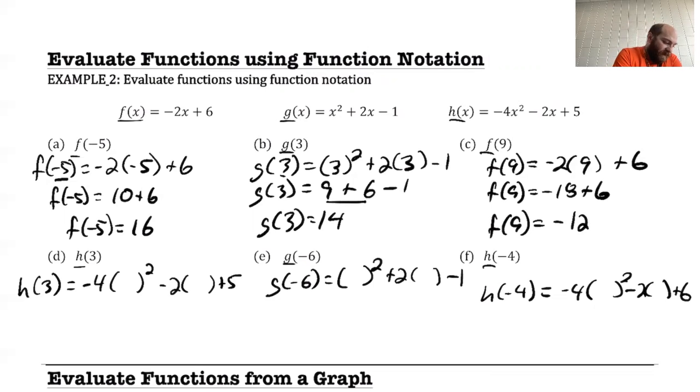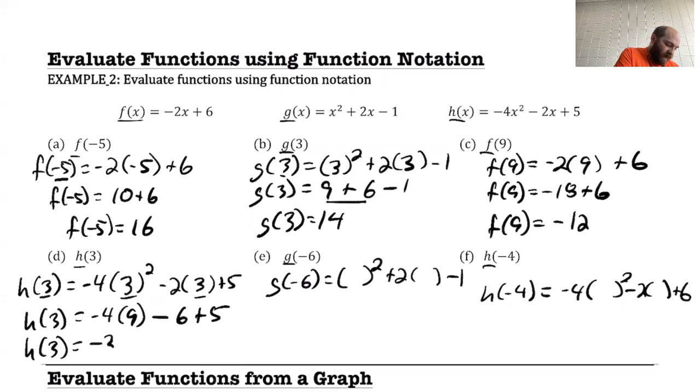Okay, h, we've got -4 times 3 squared minus 2 times 3. Again, this is my input, so that's what goes in those two spots. Remember your order of operations. We're going to do exponents first. That's 3 times 3 is going to give me 9. So h of 3 is equal to -4 times 9. Then I'm going to have minus 2 times 3 is going to give me -6 plus 5.